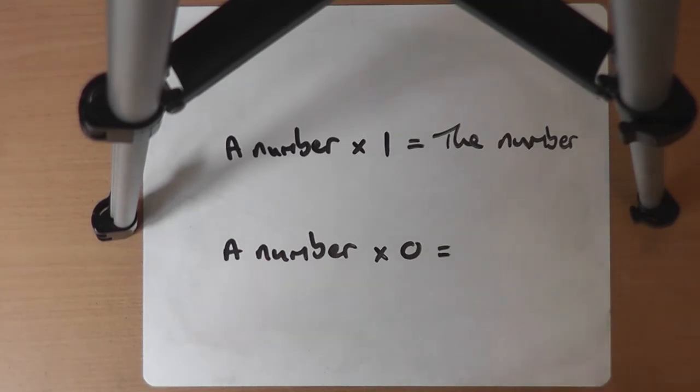The other case worth considering is if we are timesing by 0 or having 0 times something. No lots of something. A number, any number you like, times it by 0, we are having 0 lots of it. And if we have 0 lots of something, we have nothing at all. So any number times 0 is just going to be 0.